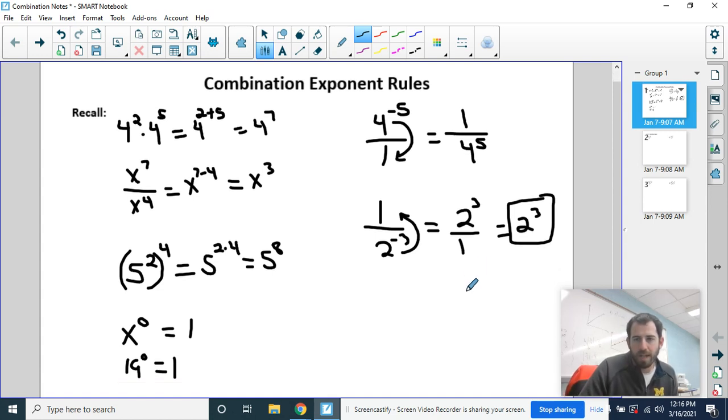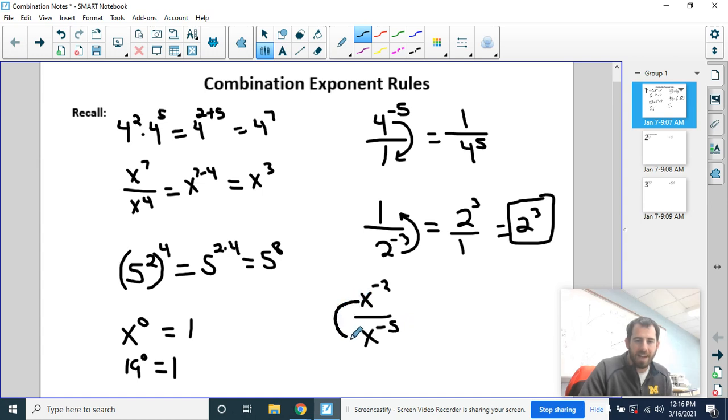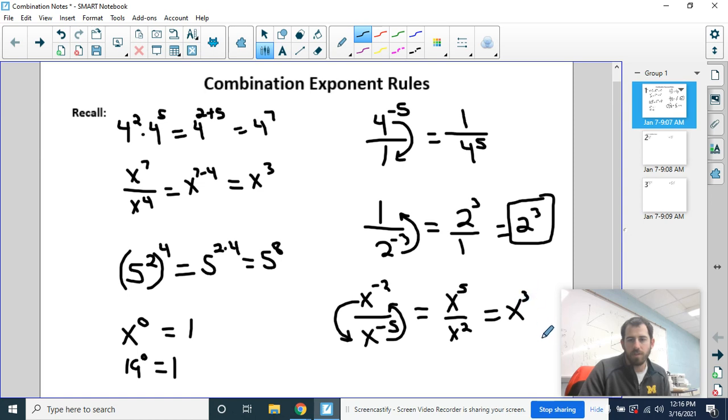And a last one is, let's pretend we had 2 negatives going on. It's the same thought process. The x to the negative 2nd will move down to the bottom, and the x to the negative 5th will move up to the top. So it turns into x to the 5th divided by x to the 2nd. And then it turns into a problem just like our second rule, where we subtract those and get x to the 3rd.